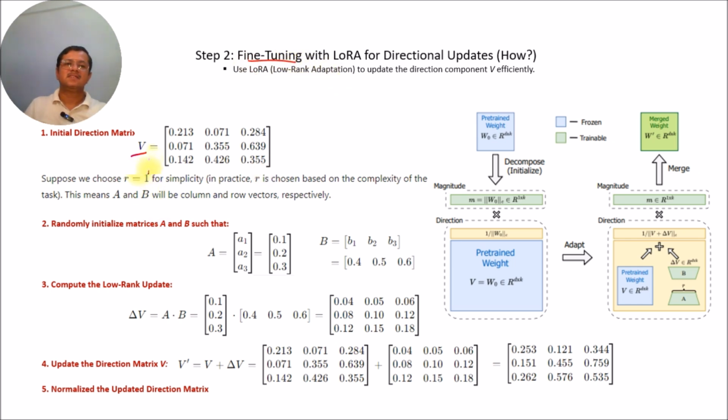We take this direction matrix and select some rank. Suppose we select just r equal to 1, just for simplicity; you can take something better. We randomly initialize the low rank matrices A and B. The first matrix, A, is 3 by 3 into 1, because r is equal to 1, and B is 1 into 3.